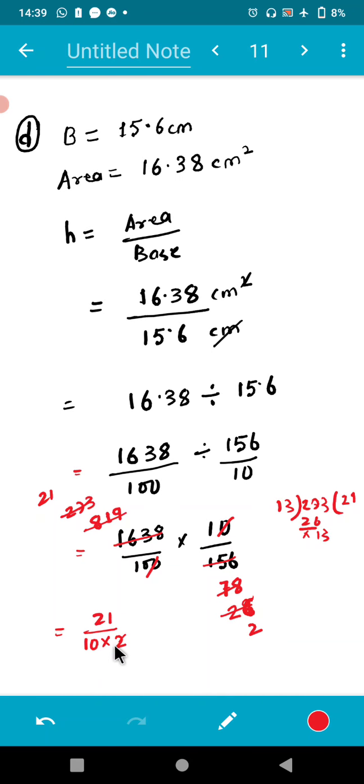Now if you want to reduce this, 21 by 2, answer would be what? 10.5. And when 10.5 is divided by 10, your answer would be 1.05 centimeter. So your required height is 1.05 centimeter. Okay. So that's it for today's session. Thank you for joining, and God bless you all.